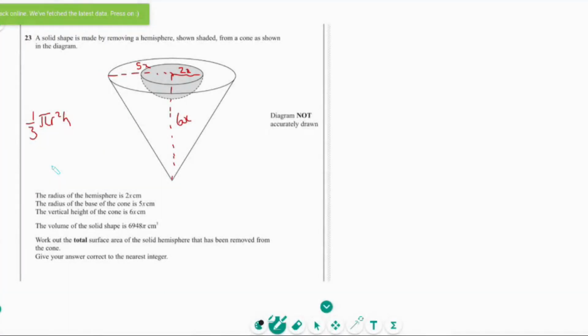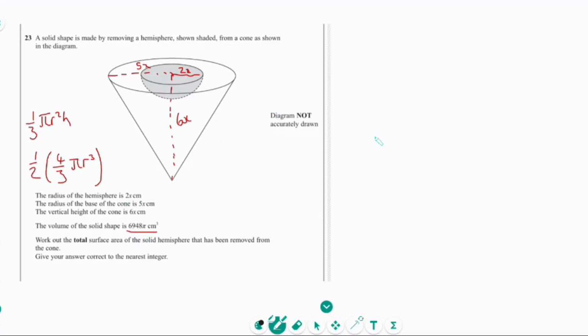volume of the hemisphere. Now, a sphere, again, on the formula sheet at the front of your paper, you have all of these formulas. It's 4/3 pi r cubed, but we want to times that by 1/2 because it's a hemisphere. So I know that the cone minus the hemisphere is equal to this value here. Let's just put in some values up here.